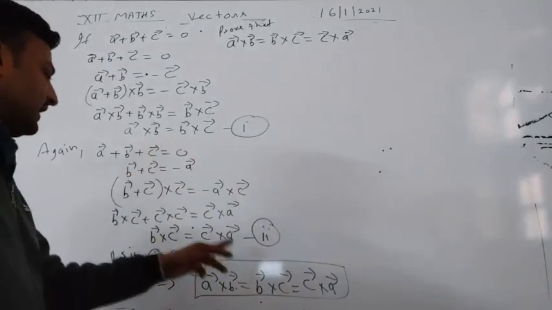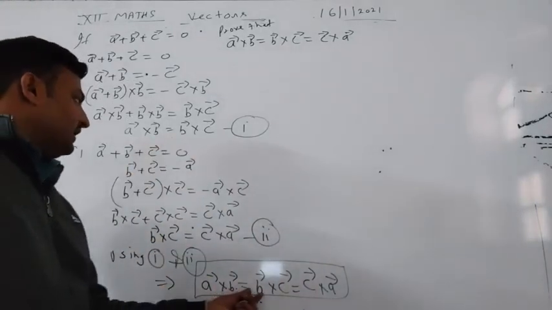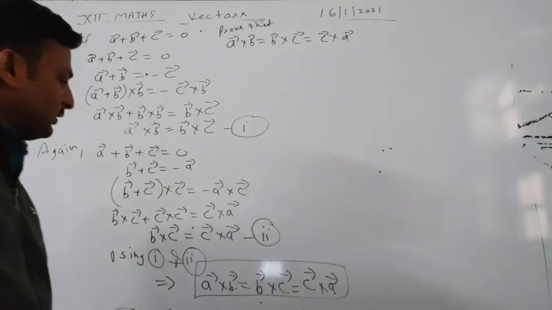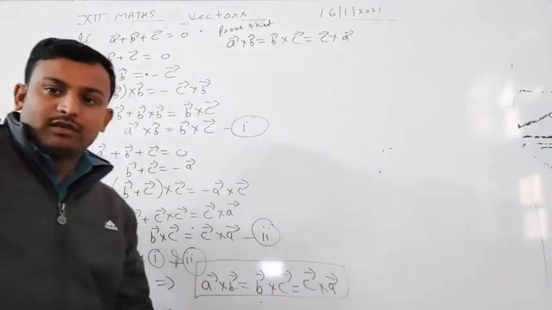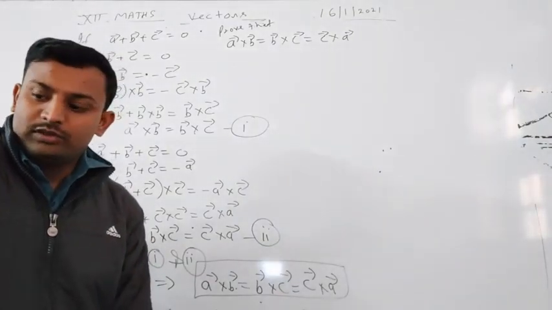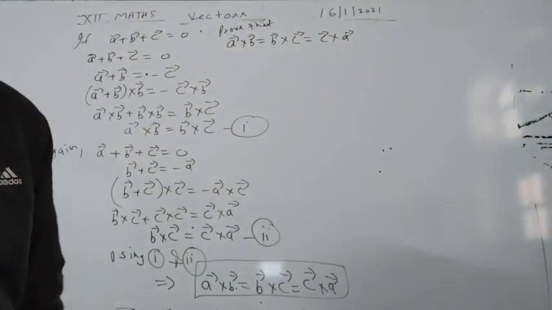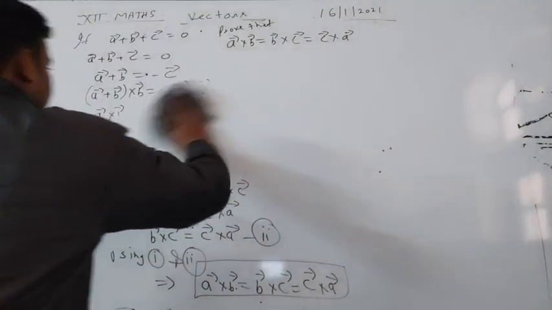And using first and second, we get A cross B is B cross C, which is equal to C cross A. This is our required result which we have to prove. Okay, students. Now we take another question.